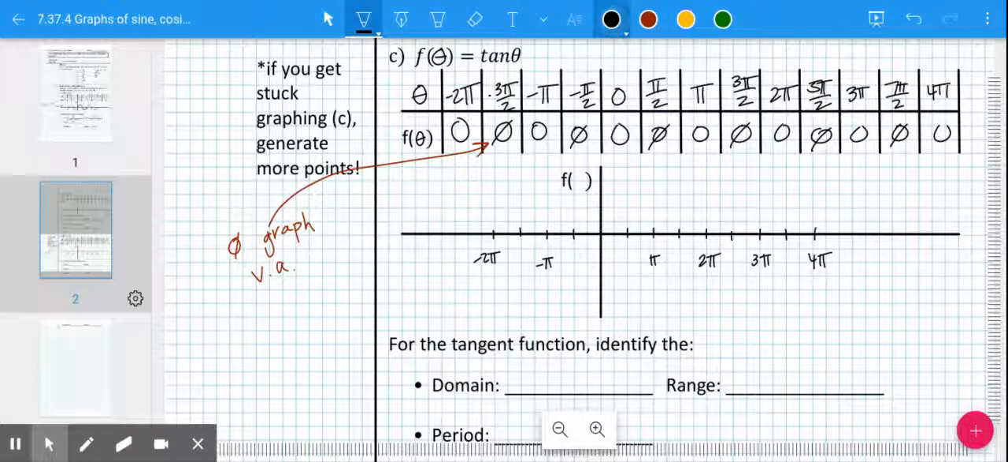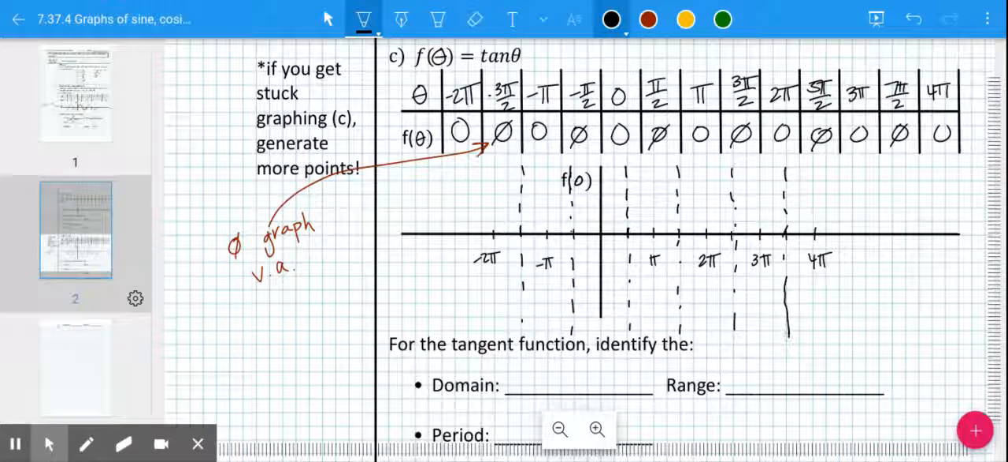So you have a vertical asymptote at negative 3 pi over 2 and at negative pi over 2 and at positive pi over 2, etc. So go ahead and draw in all those vertical asymptotes, and then also plot all your zeros as well. So we have zeros on 0, pi, 2 pi, etc.